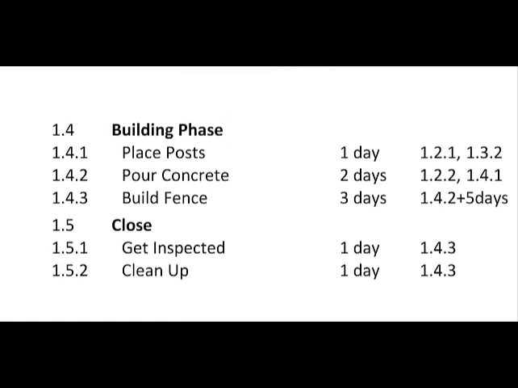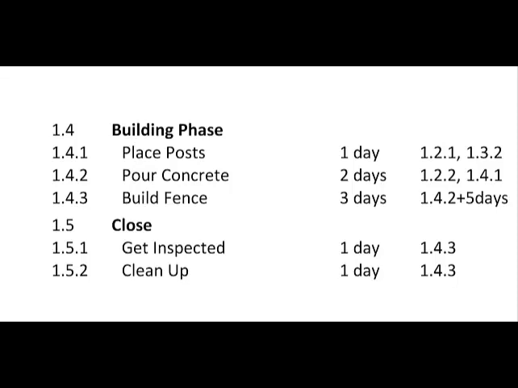As noted earlier, our final two phases are 1.4 building phase and 1.5 close. So under the building phase are three tasks: place posts, pour concrete, and build fence. Under closing is get inspected and clean up.